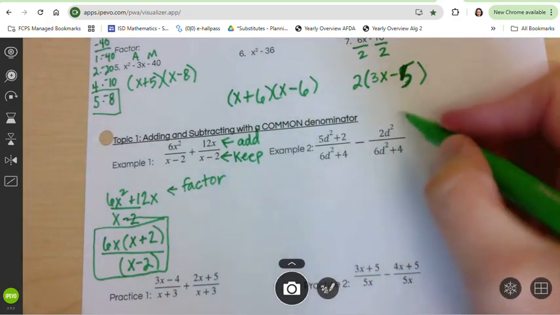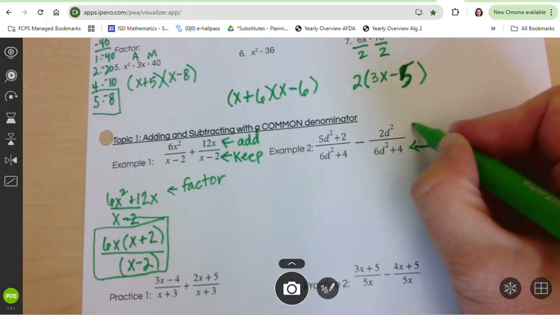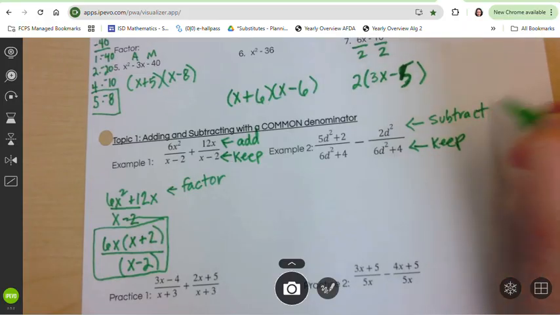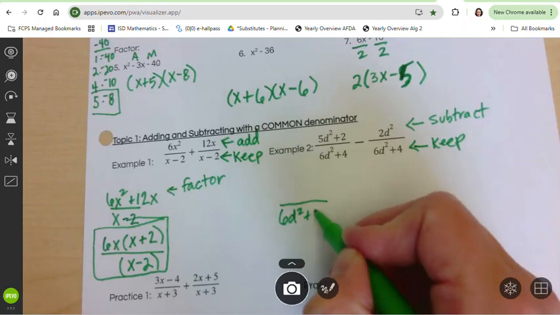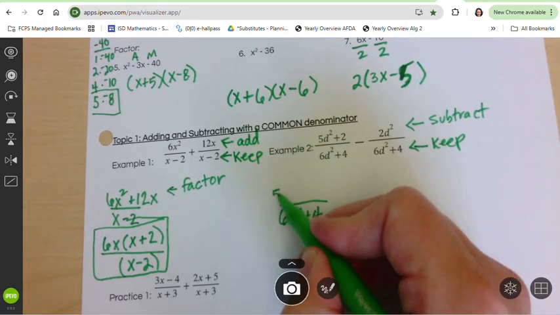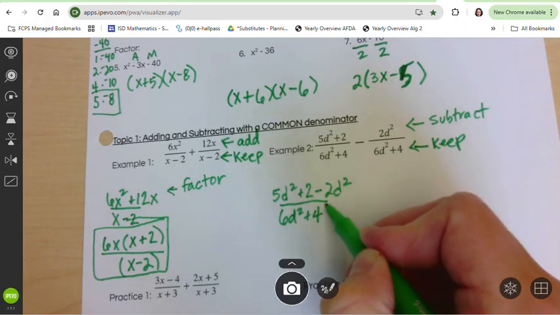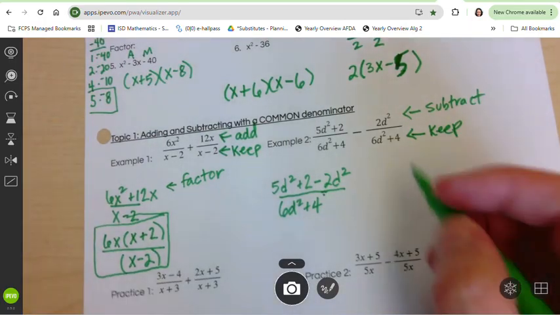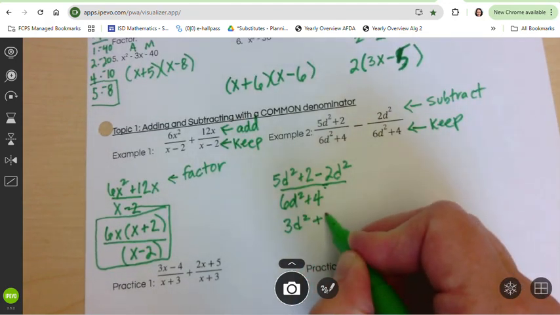Okay, this is a subtraction problem. I have a common denominator, so I'm going to keep it. And then I'm going to subtract my numerator. So my denominator is 6d squared plus 4. My numerator is 5d squared plus 2 minus 2d squared. Do I have any like terms? Yeah, those d squareds can combine. So that's going to give me 3d squared. So I have 3d squared plus 2.